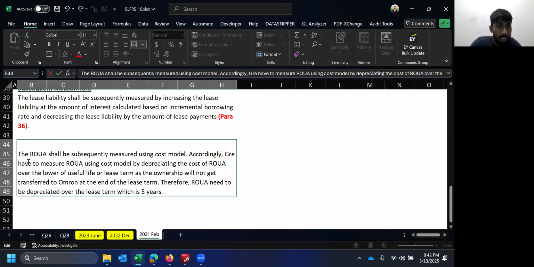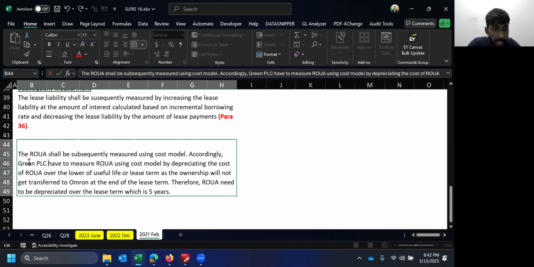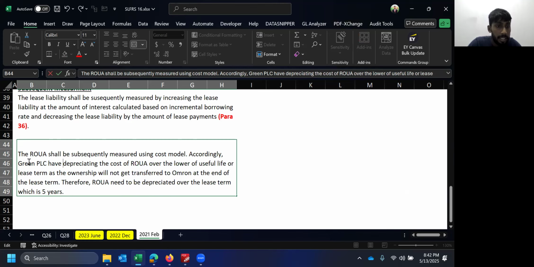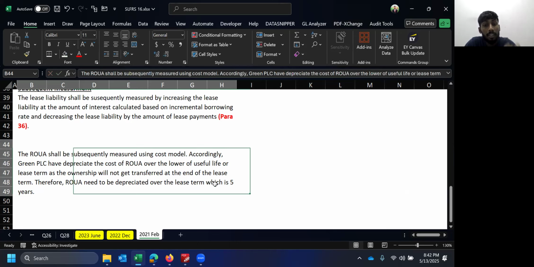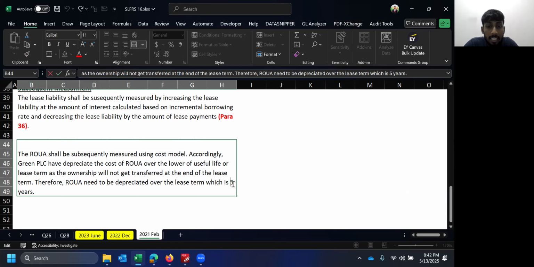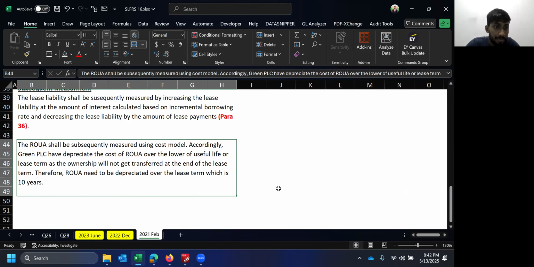Accordingly, Green PLC has to depreciate the cost of the right of use asset over the lower of the useful life and the lease term, as the ownership will not get transferred at the end of the lease term. Therefore, the right of use asset needs to be depreciated over the lease term, which is how many years? Now we consider the lease term as just 5 years or 10 years. 10 years, exactly. Okay. Done.